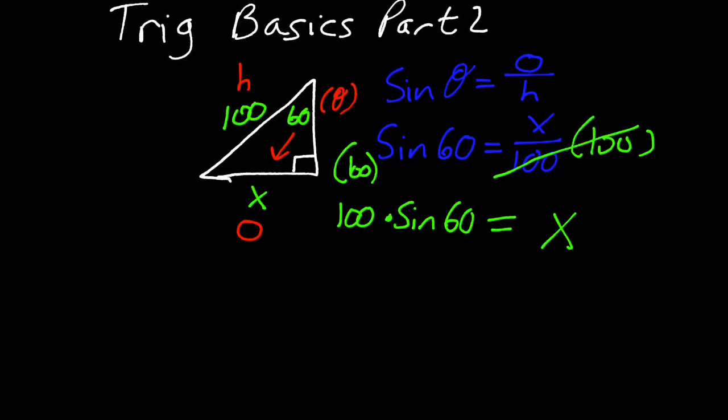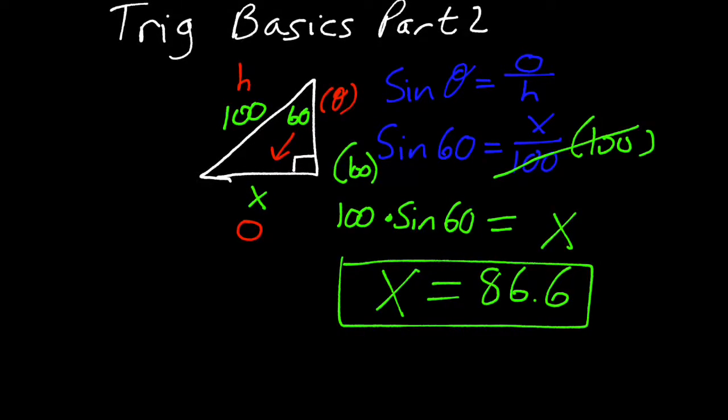And this is where we would use our calculators. Calculators know all of those trig angles pretty easily. We could work it out a different way, like I said, but right now our goal is to just solve for x. So we've got 100 times the sine of 60, and based on our calculator, we get approximately 86.6 units. And there's our answer.